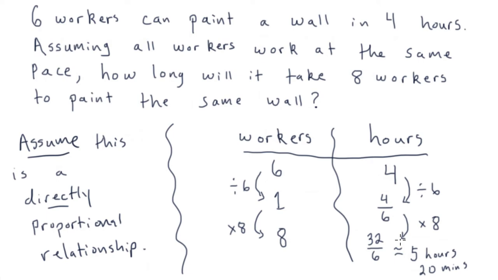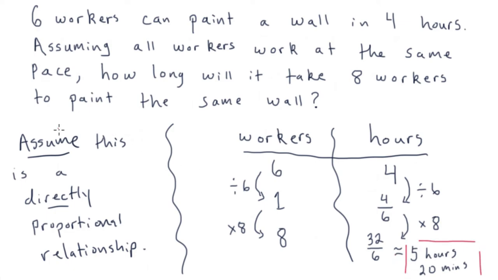Okay, so hopefully you notice that there's a big problem with this answer. So just step back and logically think about this problem. If 6 workers can paint a wall in 4 hours, if I add 2 more workers, does it make sense that it's going to take an additional hour and 20 minutes? So it's going to take longer for 8 workers to paint the same wall than it did 6 workers. Now, if they're distracting each other, maybe, but we're assuming that all workers work at the same pace. So this answer is actually ridiculous. There's something wrong with this answer.